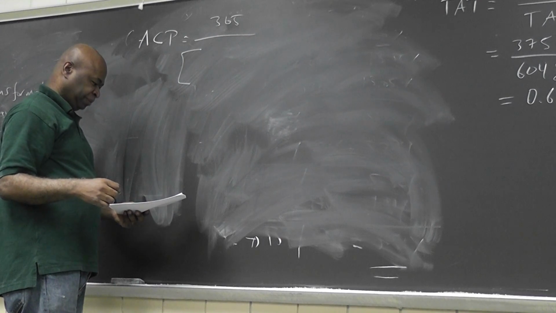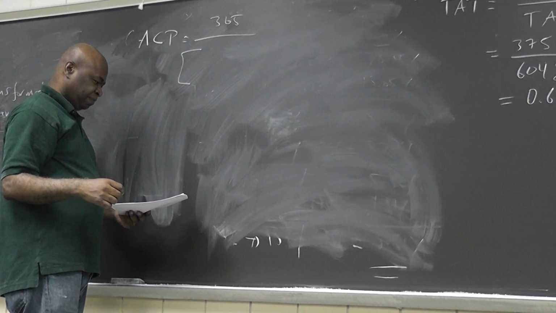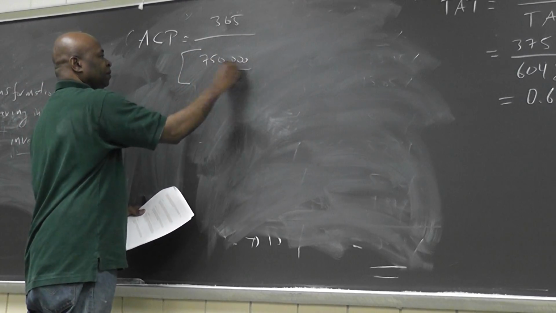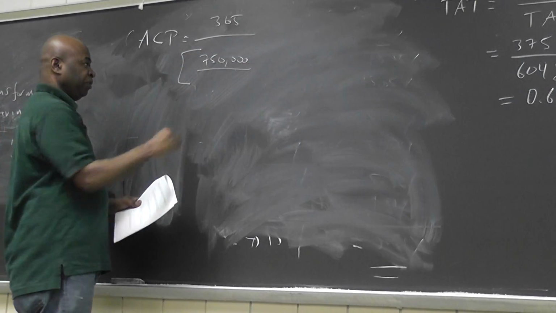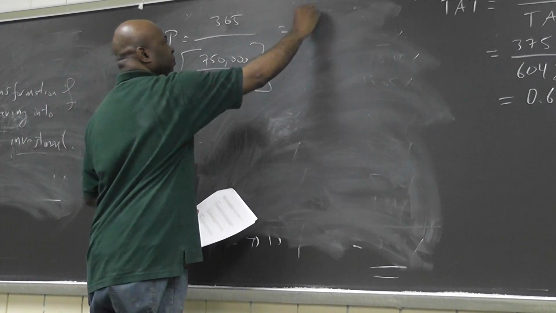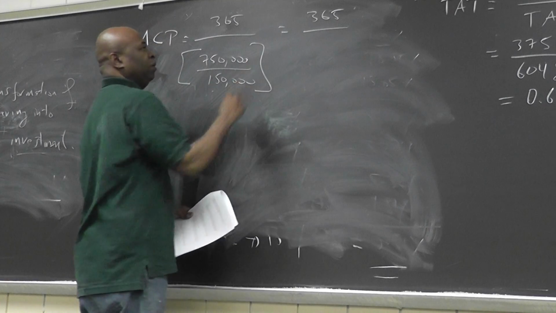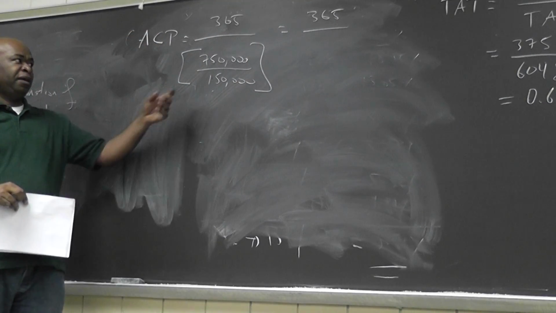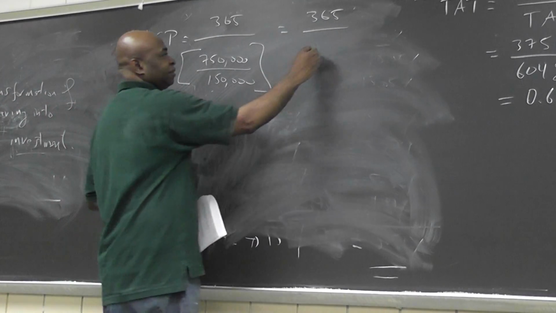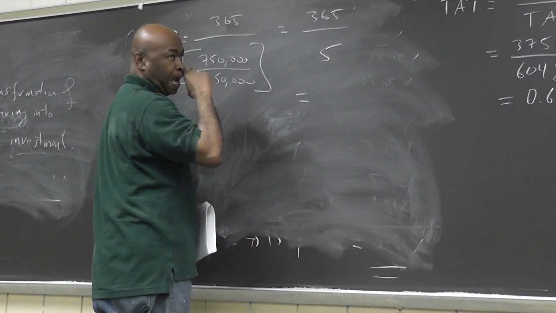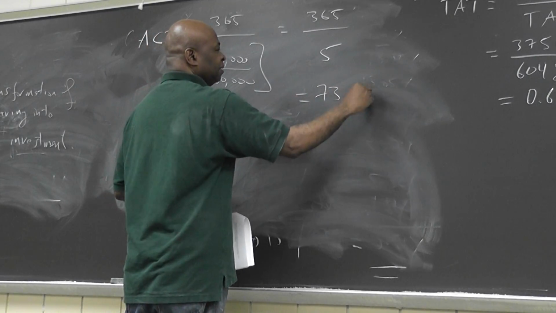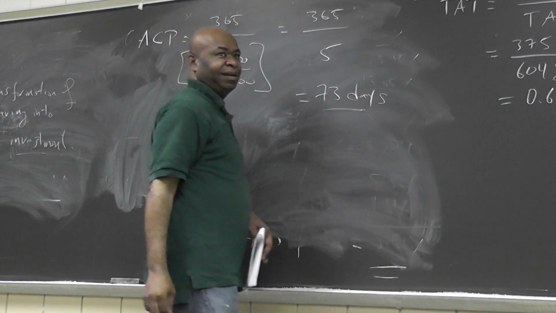So in this case, it's 750 divided by 150,000. So then 365 over, now we can compute that receivable turnover, 5. And then we get 73 days.